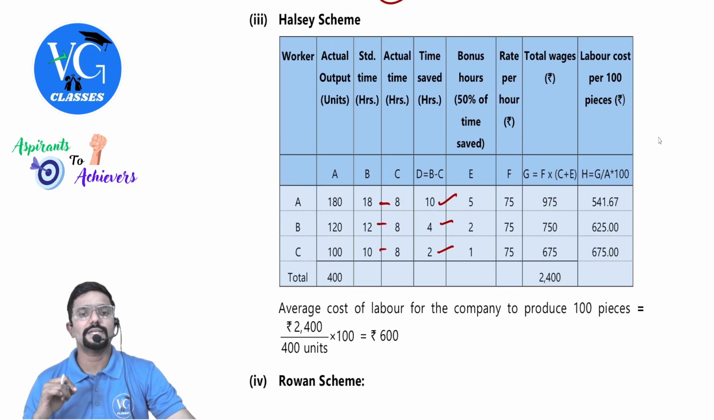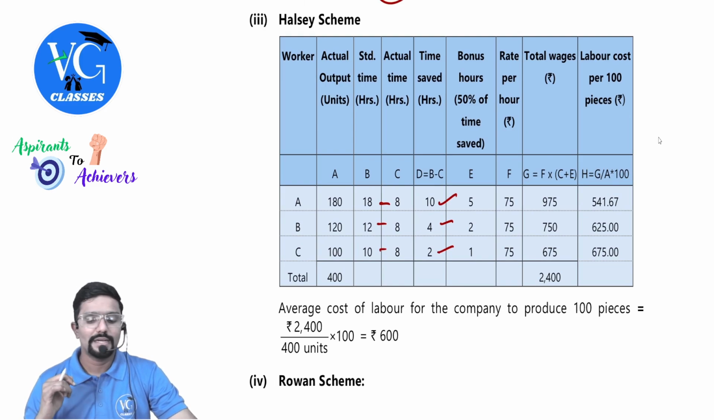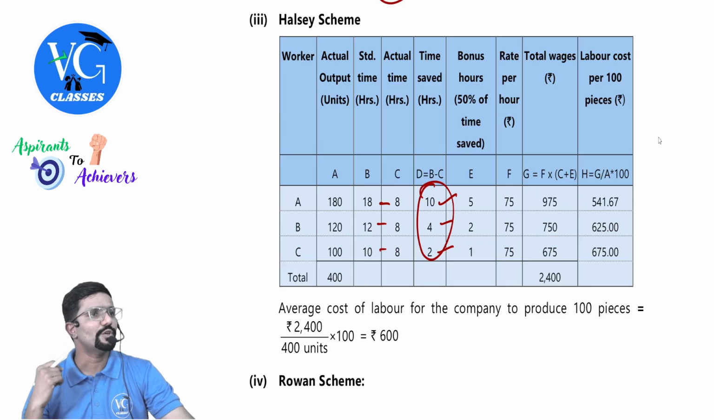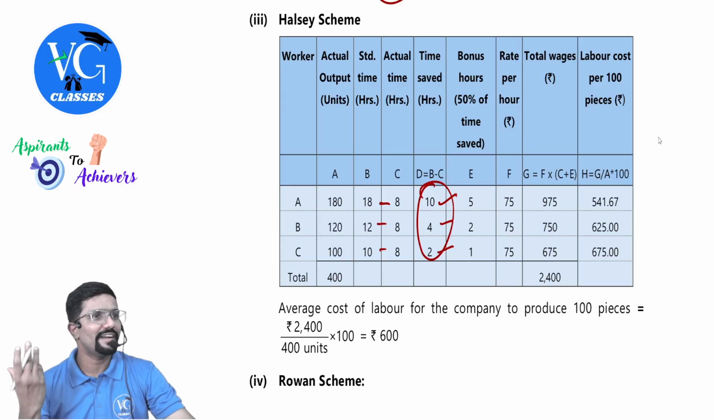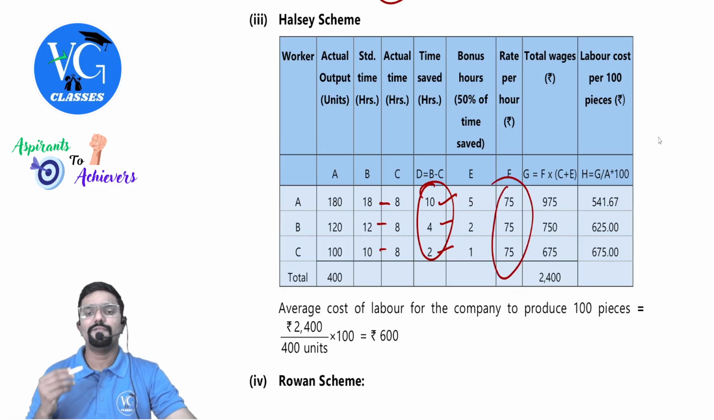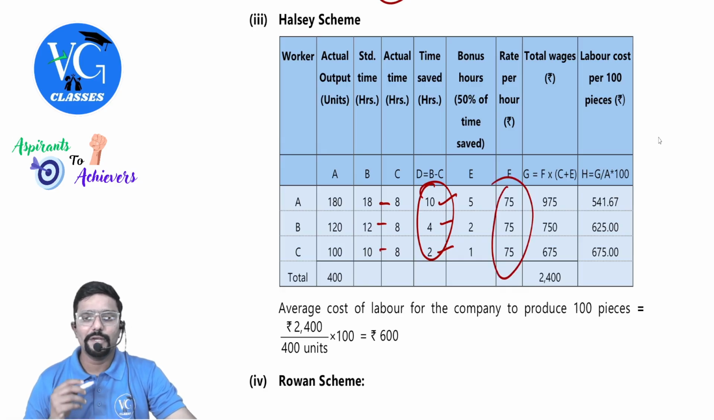Okay. Coming to bonus hours. Guys, which scheme are we talking about? Halsey. What does Halsey say? 50% of time saved is given as bonus. Yes. So whatever is the time saved, you take 50% of it. 10 becomes 5, 4 becomes 2, 2 becomes 1. Multiply with the hourly rate and you will get the bonus. Rate per hour is how much? 75, 75, 75.